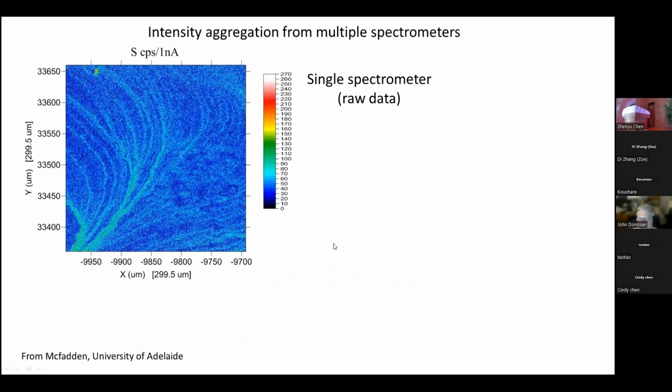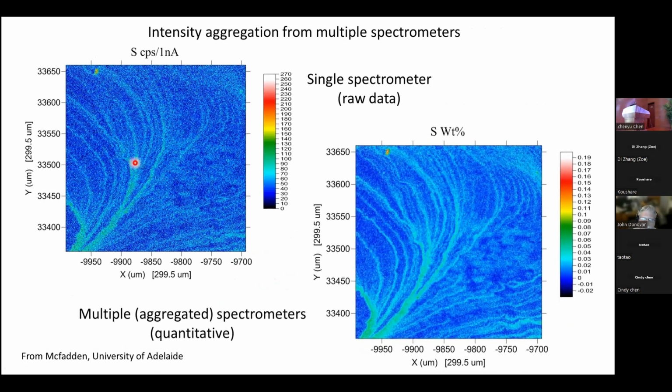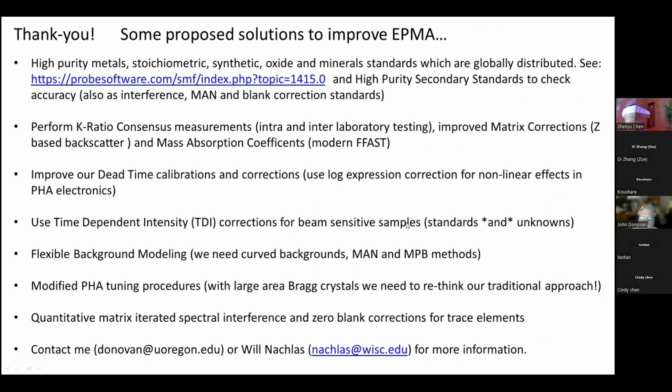And we can also apply this aggregate correction to maps as well. Here's a map of sulfur in an otolith. And when we combine multiple spectrometers, you just get better sensitivity, so we're measuring the same element on more than one spectrometer. All right, so I think that's all I was going to talk about today. I hope I did okay on time.